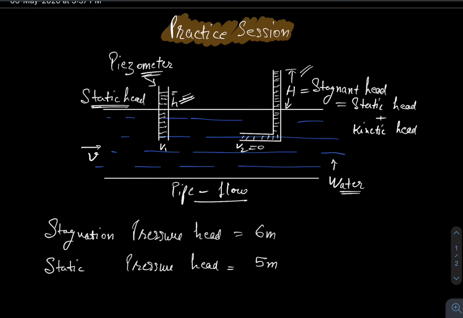Static pressure head is due to pressure at that point only. However, stagnation pressure head is the combination of static head and kinetic head. Why? Because here in pitot tube the velocity came out to be 0. That kinetic head gets converted into static head, or that combinedly is called stagnant head. Fine. So here stagnant head is equal to static head plus kinetic head.